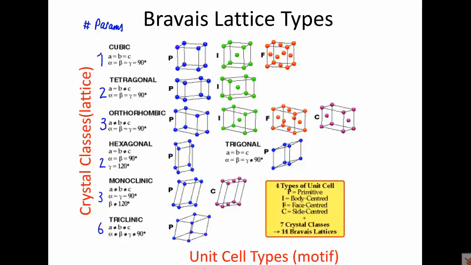So here we see the 14 Bravais lattices arranged into 7 crystal classes. In the next video, we will look at important types of these Bravais lattice types in detail.